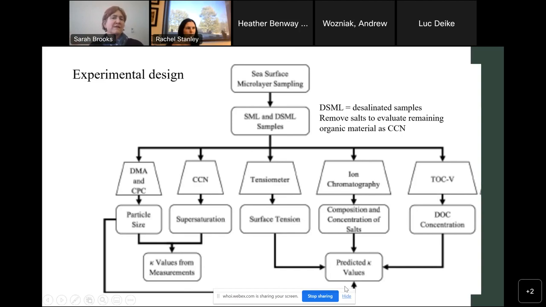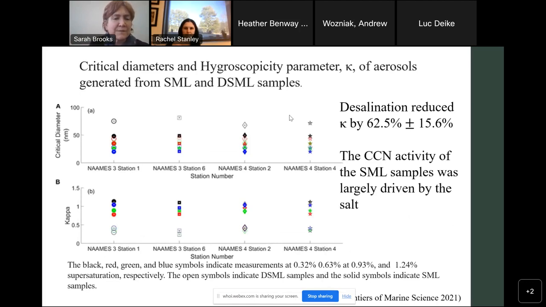A critical piece in our assessing, remember our science goal was to understand the importance or lack of importance of organics, which had been such a conundrum for a long time. And so we did this analysis on two types of samples, our straight SML samples, and then also some desalinated samples. And why would we do that when we know salts are important? We wanted to see what the signal was in terms of CCN outside of this really large sort of elephant in the room, which is the salts. Okay, so here we go.